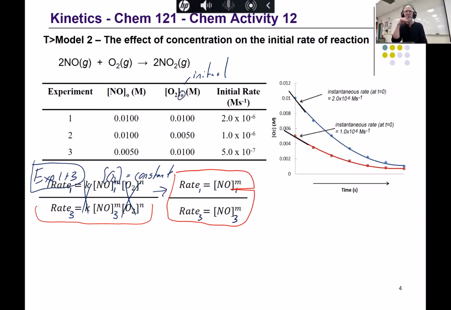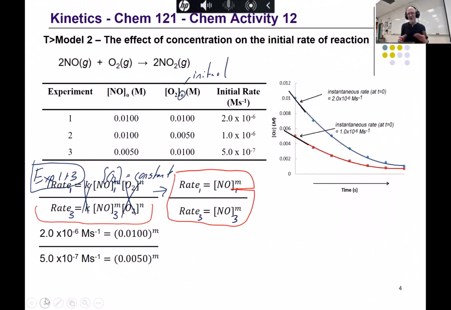Okay, so I'm going to pause here for a second and ask you to start there and input the work to see if you can find out what the exponent m is. And remember, it's either going to be 0, 1, or 2.